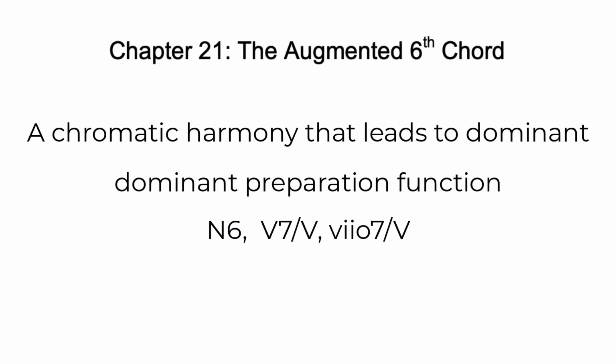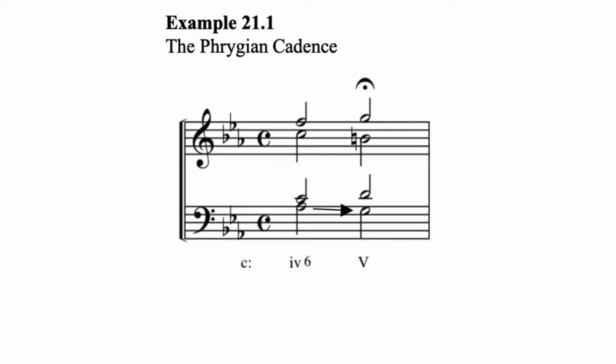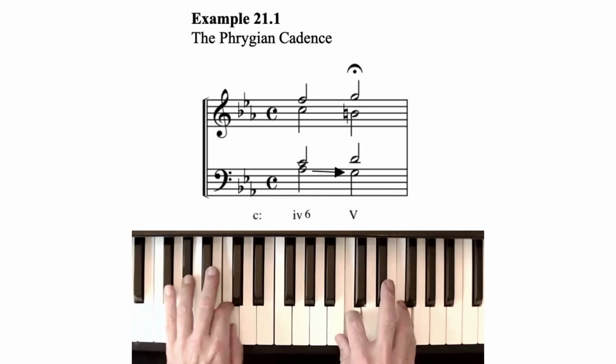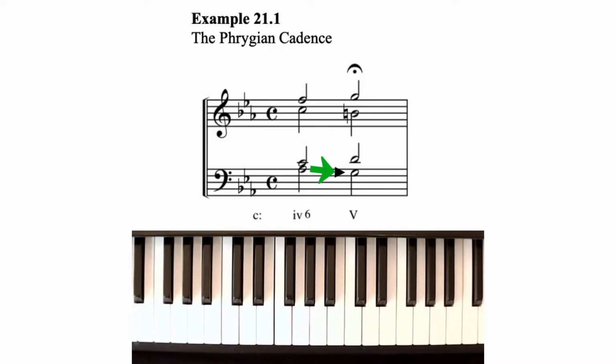One way of thinking of this augmented sixth chord is to consider the Phrygian cadence, but with one chromatically altered tone. You might recall that the Phrygian cadence occurs in a minor key, when the iv chord in first inversion moves to the dominant chord at a half cadence. What makes this progression particularly interesting is the half-step descending motion in the bass as iv6 moves to V.